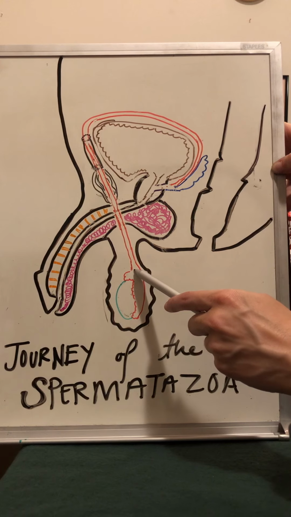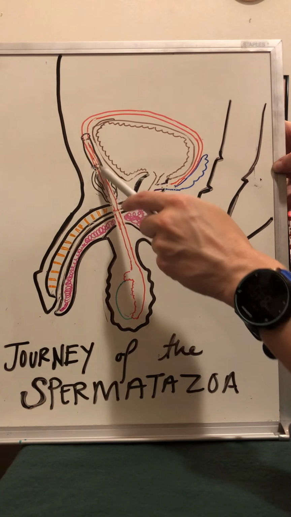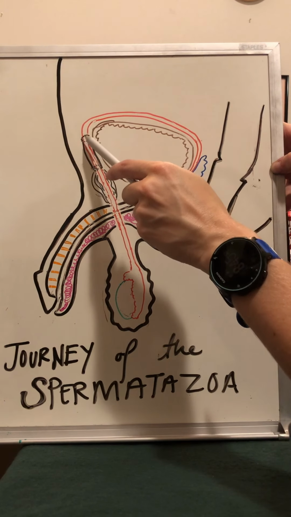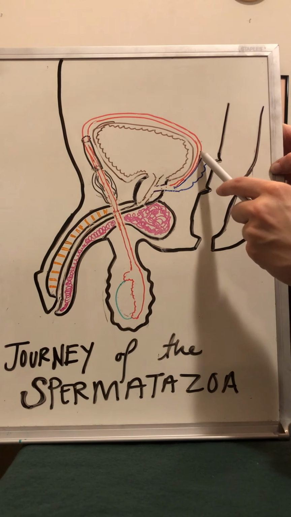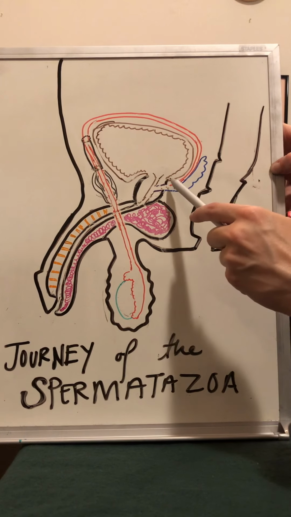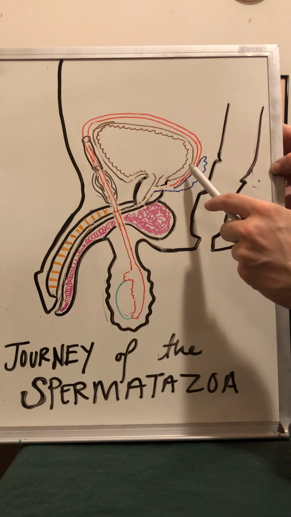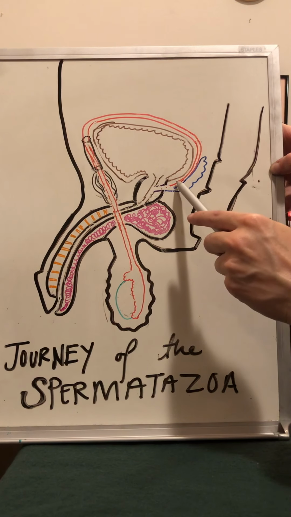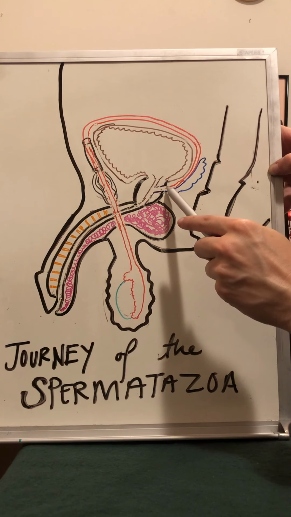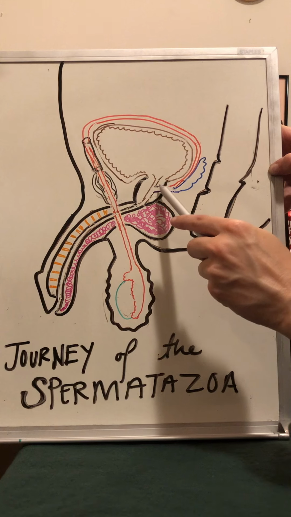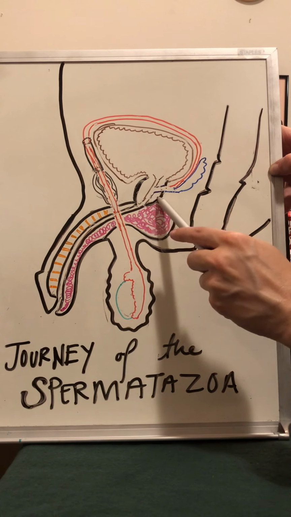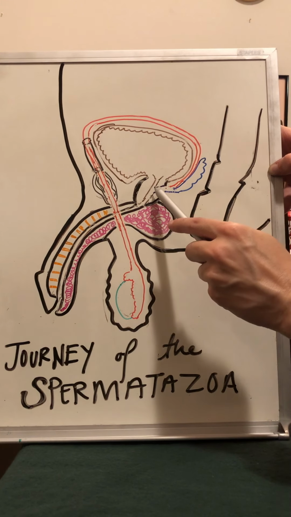Once ready for ejaculation, sperm will travel through the ductus deferens, through the inguinal canal, outside, and then ending at the fundus of the bladder, between the bladder and the rectum. It will combine with the seminal vesicle duct, and they will create the ejaculatory duct, which will enter the prostate gland, and it will combine with the prostatic urethra.